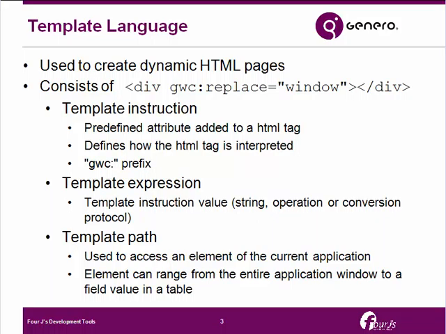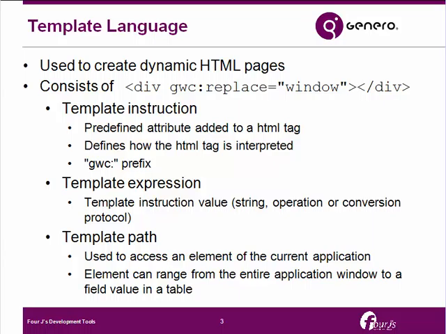The Genero template language is a powerful addition that allows you to access and work with the elements of the application. The template language consists of template instructions, template expressions, and template paths. A template instruction, always prefaced by GWC:, is processed by the GWC rendering engine and generates HTML or XHTML code. There are a variety of instructions documented on the template instructions page in the Genero application server manual.